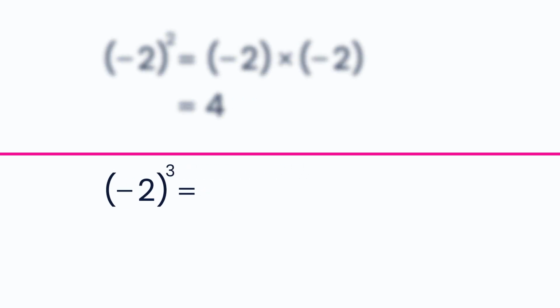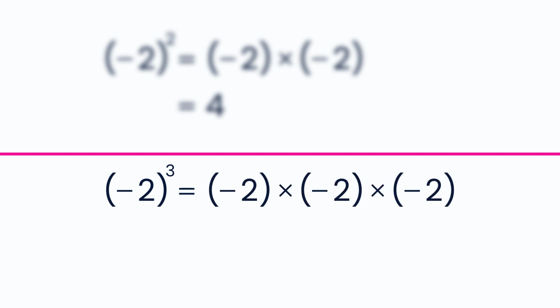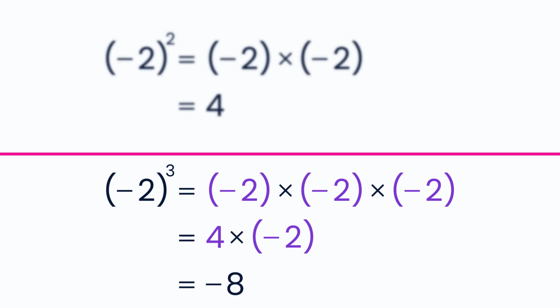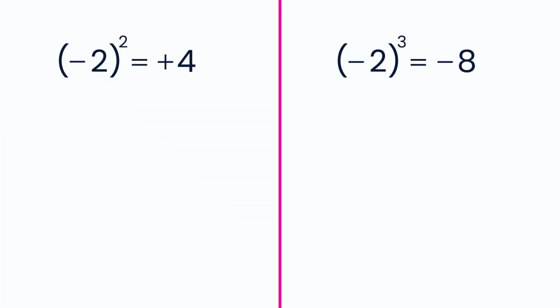(-2)³ equals -2 times -2 times -2. Again, -2 times -2 equals 4. So, you're left with 4 times -2, which equals -8. Here, you got a positive number, 4, when the exponent was an even number, and you got a negative number, -8, when the exponent was an odd number.